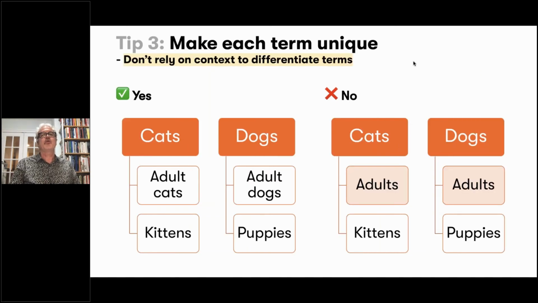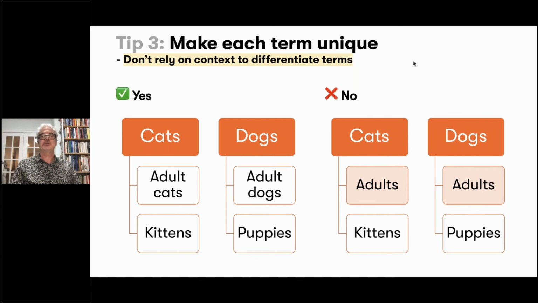Okay, my third tip for you is to make each term unique. Now, you don't want to ever rely on context to differentiate terms. So on the left side, we have dogs and cats broken down by their age. And we have adult cats and we have adult dogs. On the right side, we've referred to adult cats as just adults and adult dogs as adults.